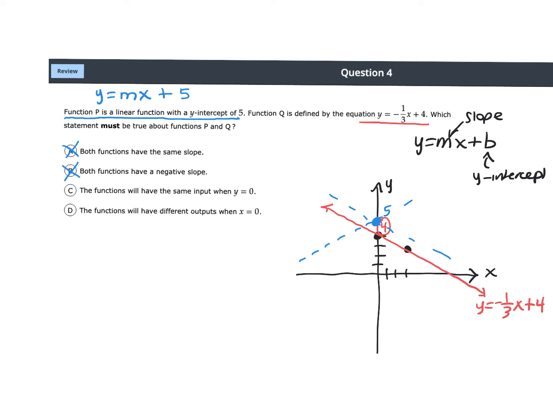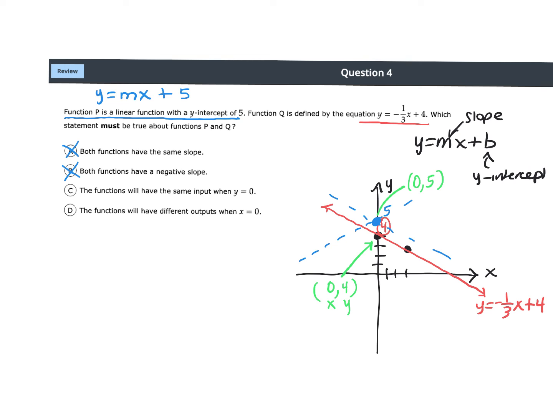So let's identify that ordered pair for this one. I'll put it right here. That ordered pair, we have a y-intercept of 4, which really means that's the point (0, 4). That means your x is 0, or your input is 0, and your output is 4. And then this one would be your input of 0 and your output of 5. That will help us now.